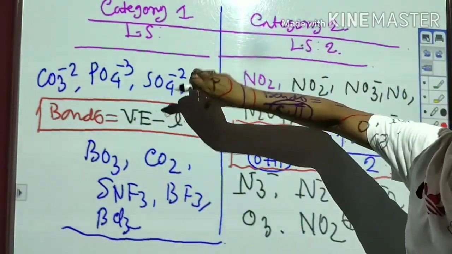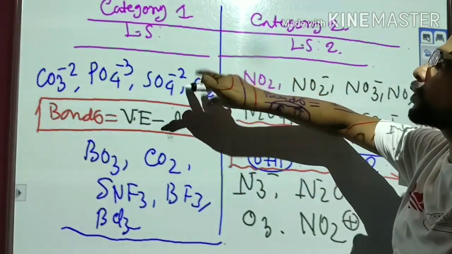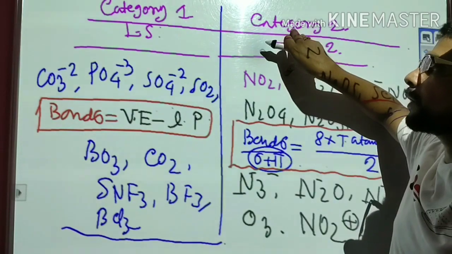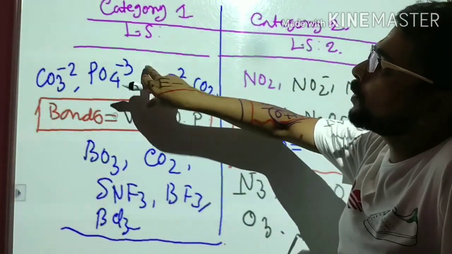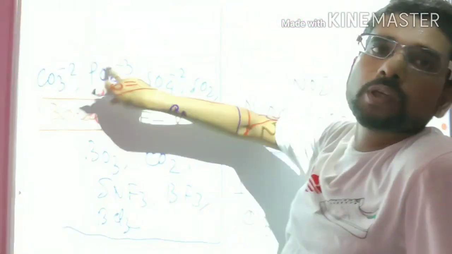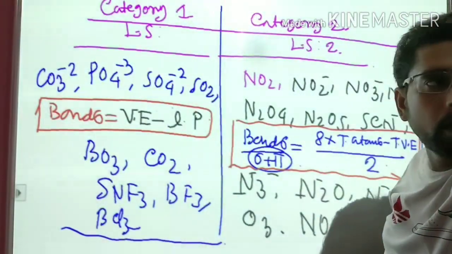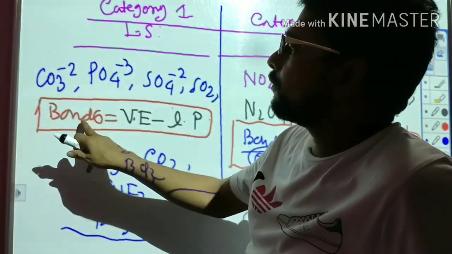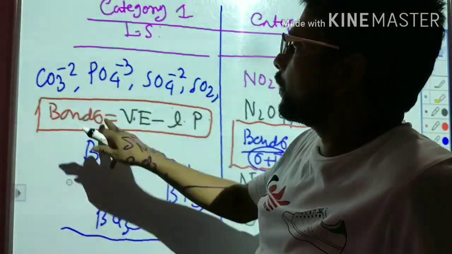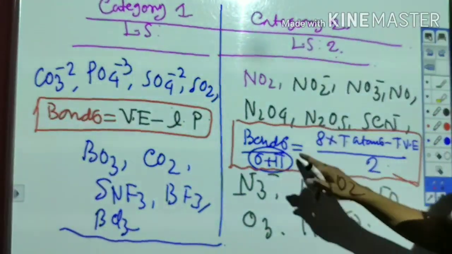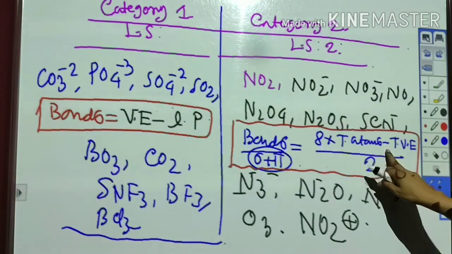Okay, lone pair. Here if it is a multiple of 8, then there is no lone pair of electrons. If it is a multiple of 8, then also no lone pair of electrons. Sigma bonds means total number of atoms minus 1. That will give you sigma bonds. Okay, pi bonds. While calculating pi bonds, for this category you have to use the formula bonds equal to valence electrons minus lone pair, and for this case, you have to apply this formula.